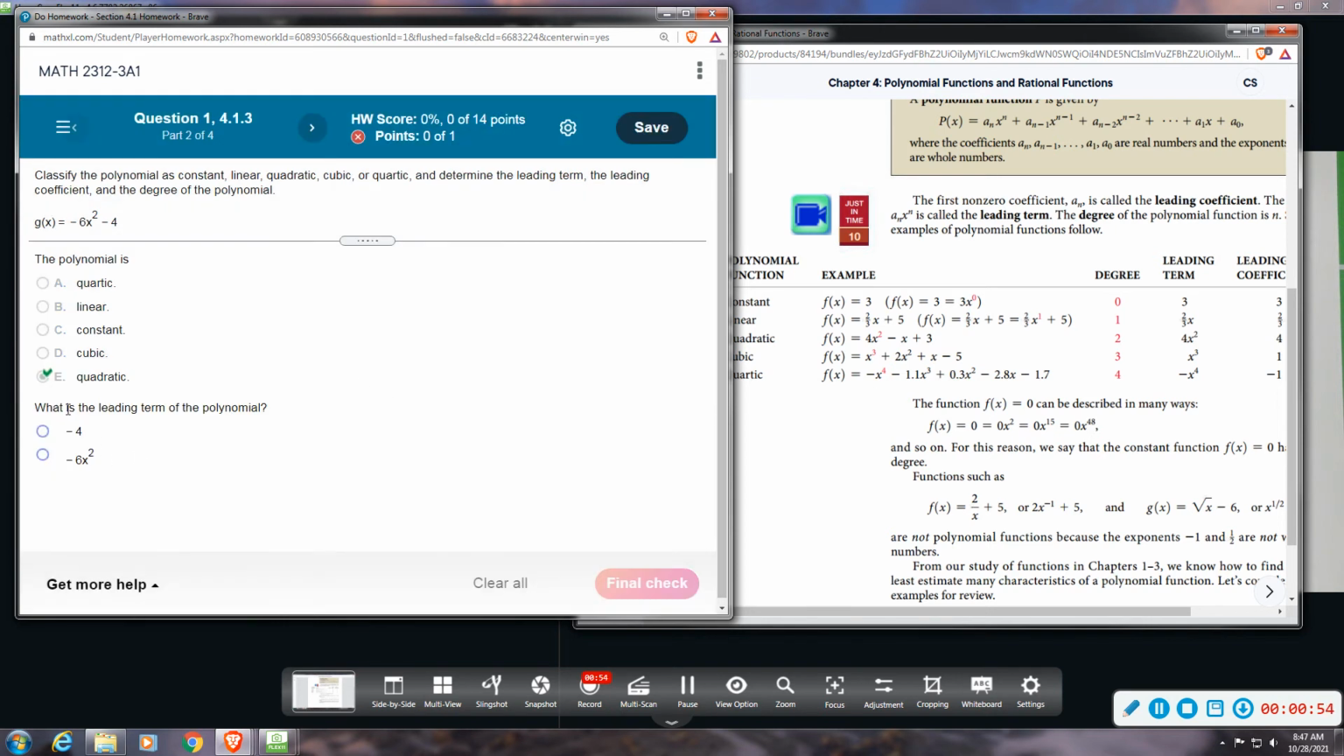Okay, and then from there, the leading term is the whole thing in front. So the one that's attached, everything with that second degree. So it would be a negative 6x squared, all of it together.